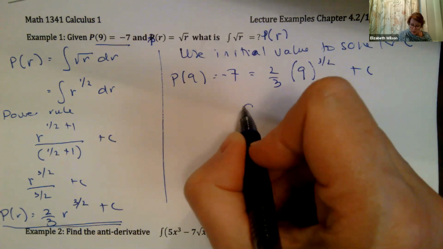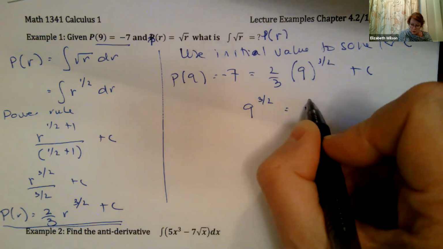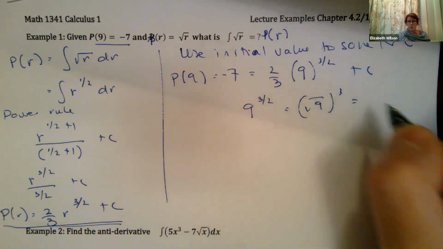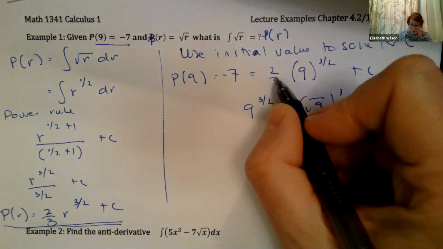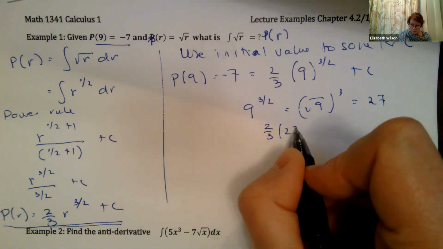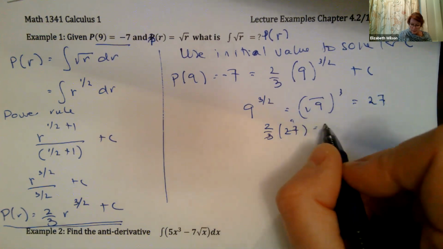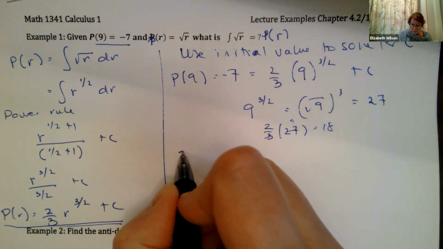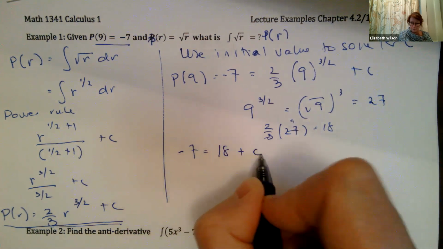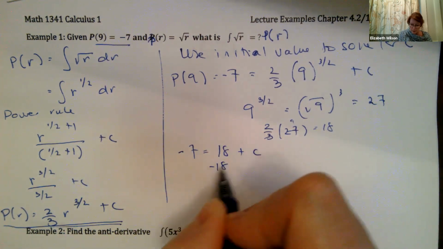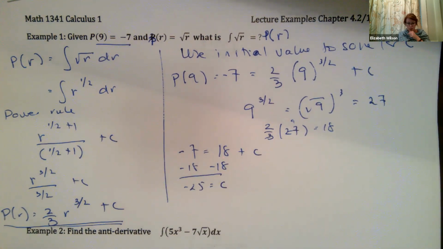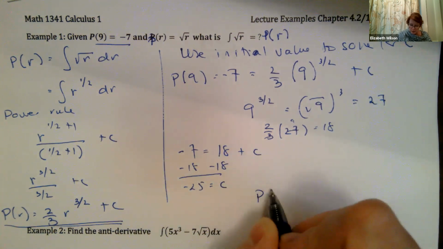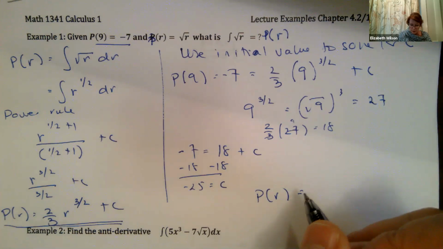So 9 to the 3/2, that's like the square root of 9 cubed. The square root of 9 is 3. Cubed is going to give me 27. 27 times 2/3 becomes 18. So I'm dealing with -7 equals 18 plus c. Minus 18, minus 18. So I now have c. Once you have c, plug it back into your equation to get a specific solution based on this initial value.